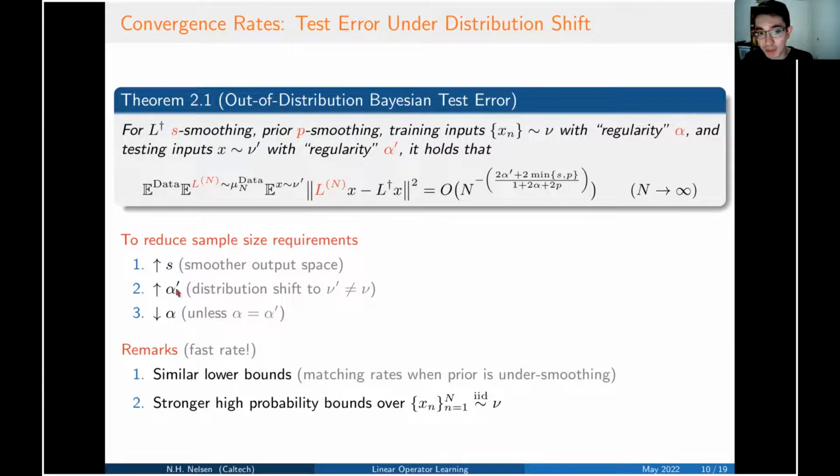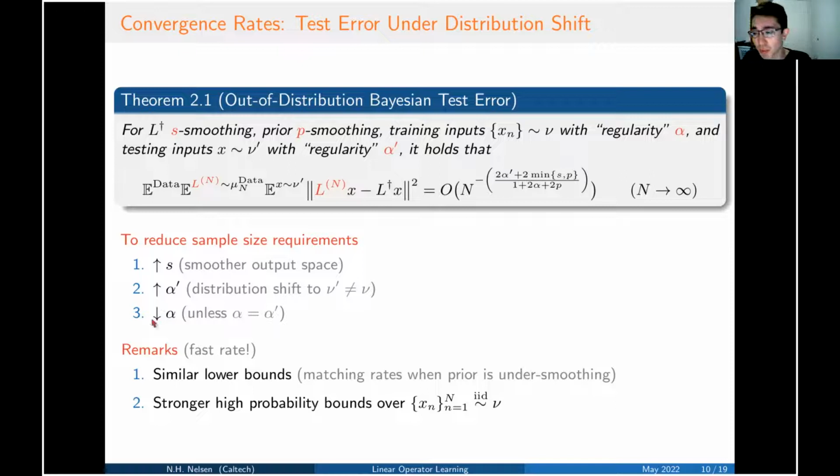Similarly, if you increase the smoothness of the functions that you're applying your operator to when you're testing it or you're predicting, so if these x's from this new nu prime are smoother, then you also get a very good error. So that can be a little misleading in machine learning. If you test your model on very smooth functions, you might get a very good error, but that doesn't actually mean that your approximation of the true operator is good. It just means that you're testing it on very smooth functions, and the error will be very small.